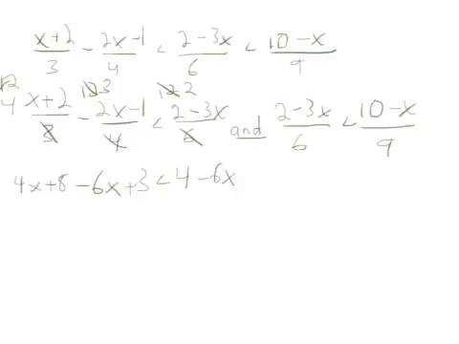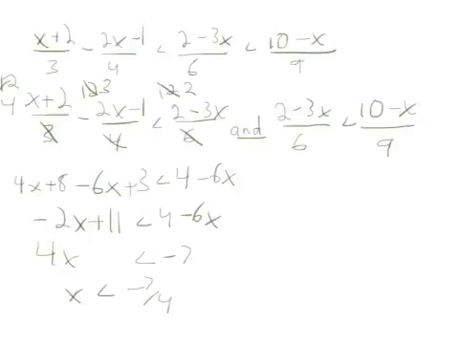So from here we can solve this. We're going to get negative 2x plus 11 is less than 4 minus 6x. We add 6x to both sides, we get 4x. And then on the other side, subtract 11 from both sides. We're going to get 4x is less than negative 7. So divide both sides by 4, I get x is less than negative 7 over 4. That is the first half.